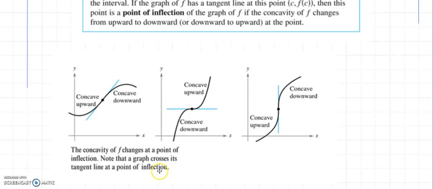Note that a graph crosses its tangent line at a point of inflection. So that's a key thing to note, that the graph is going to cross the tangent line of the graph at that point.